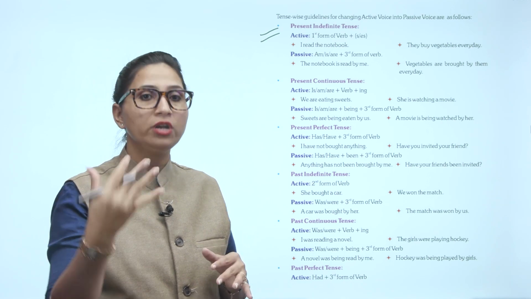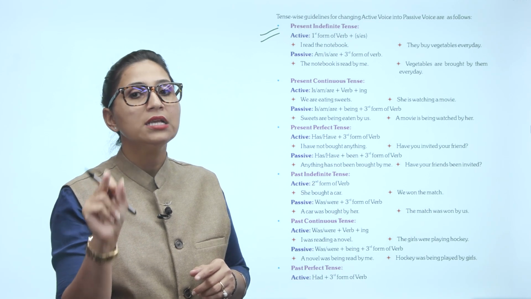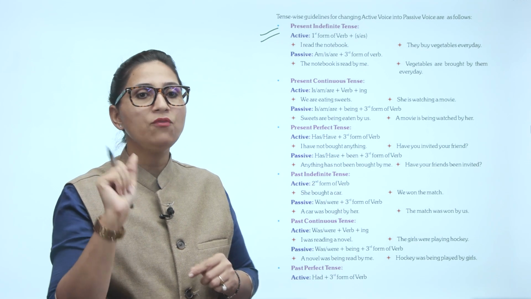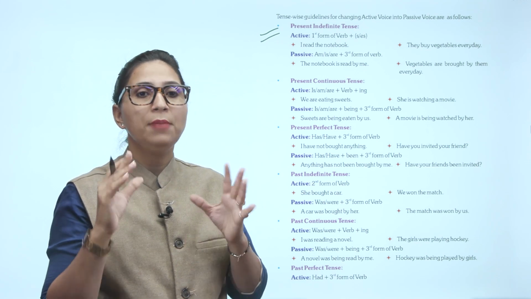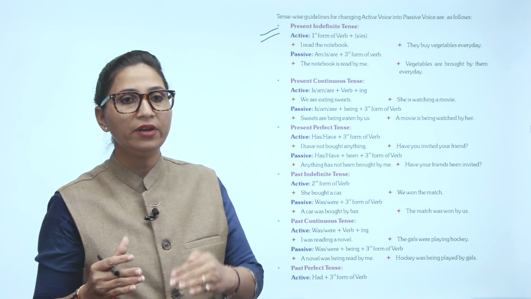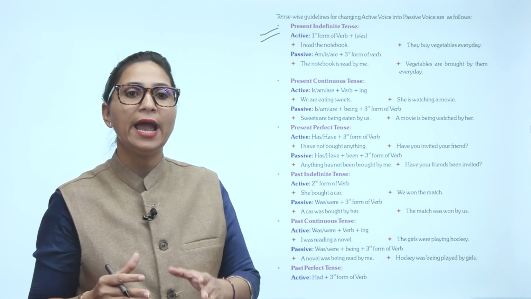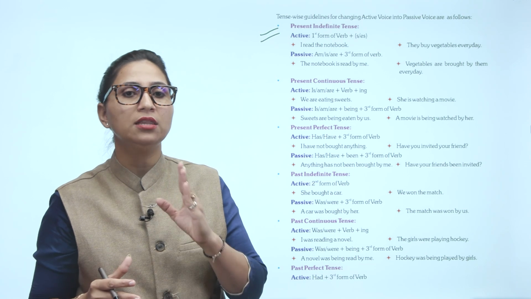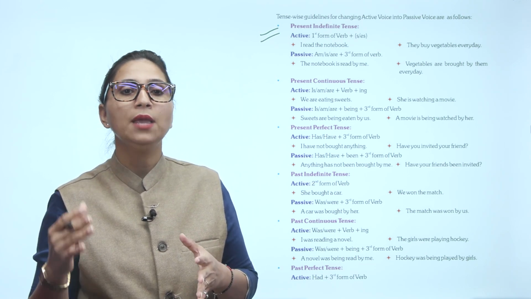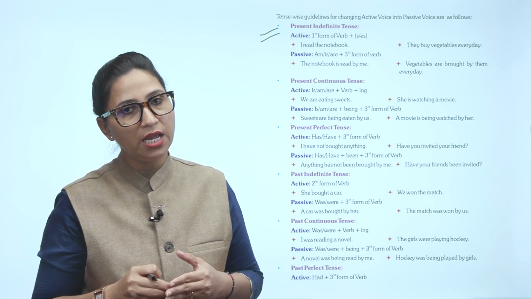So here you notice the first form of verb, with S and ES added. In passive voice: is, am, are plus third form of verb. If you are changing the present indefinite tense in active voice into passive voice, then you have to add is, am, are, then third form of verb. The notebook is read by me. Vegetables are bought by them every day.